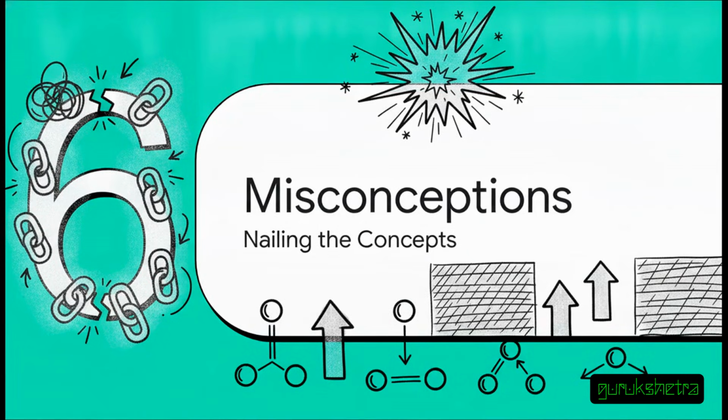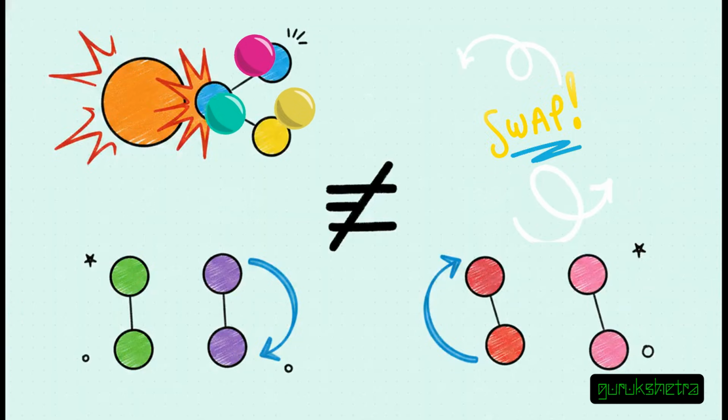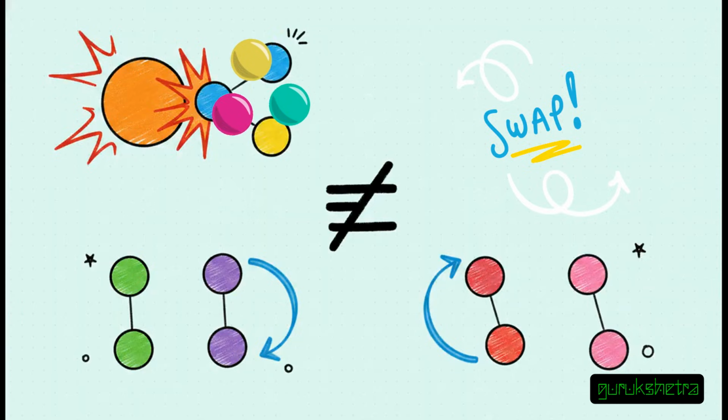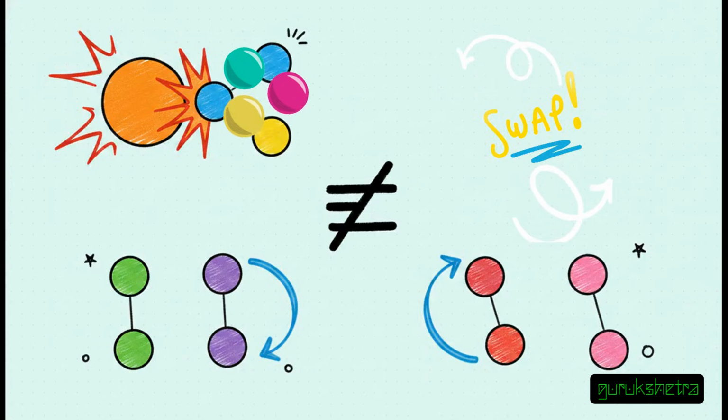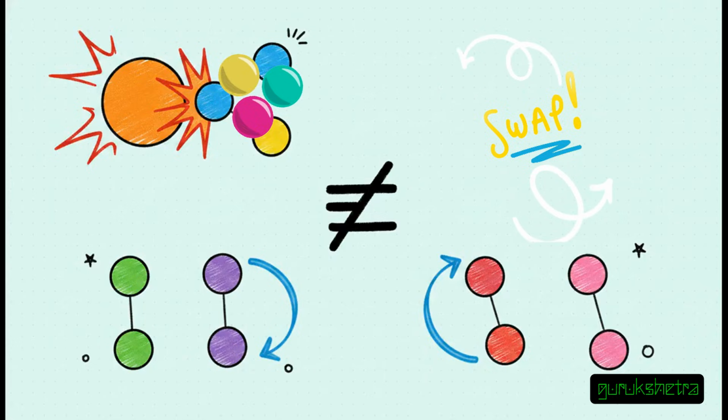Section 6, Misconceptions and Tricks. Before we wrap up this explainer, let's clear up a major hurdle that consistently trips students up on test day. Here is a super common misconception, assuming displacement and double displacement are basically the exact same thing. Do not fall for this. The scientific reality, as we've explored, is totally different.